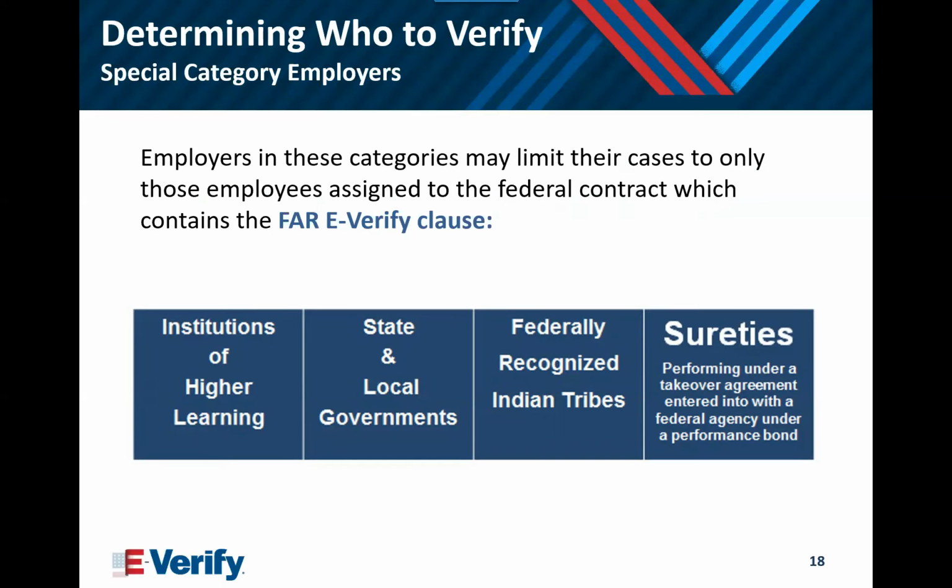And then there's also some special category employers who can choose to limit their E-Verify cases to those new employees working on the federal contract and existing employees assigned to the federal contract. We're looking at those special categories here, and these would be designated within your E-Verify account. So they are institutions of higher learning, state and local governments, federally recognized Indian tribes, and then sureties.